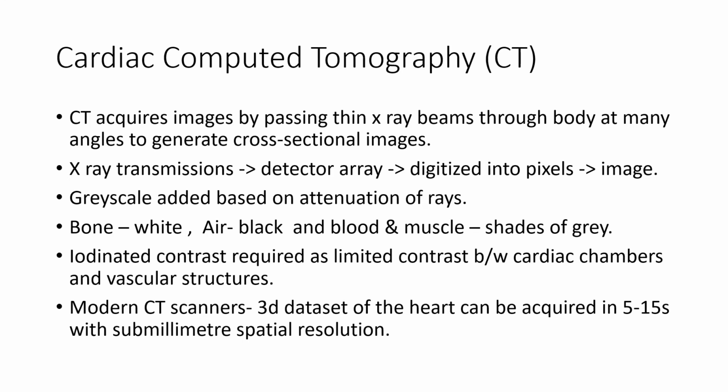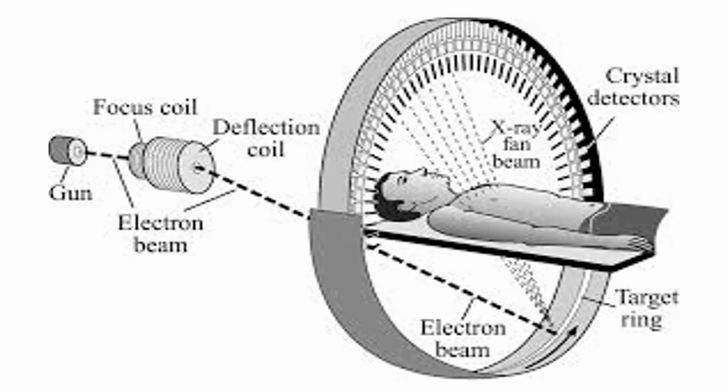With modern CT scanners, a 3D data set of the heart can be acquired in 5 to 15 seconds with a sub-millimeter spatial resolution. So this is how an X-ray will be coming, and then many different X-rays are fired and received by an array of transducers which convert the image into three-dimensional or two-dimensional images.